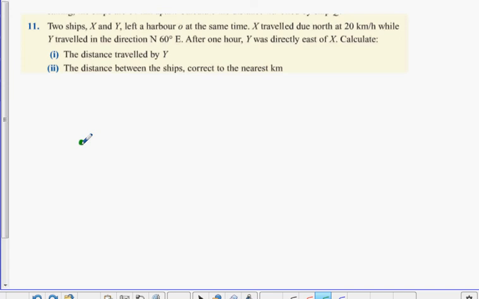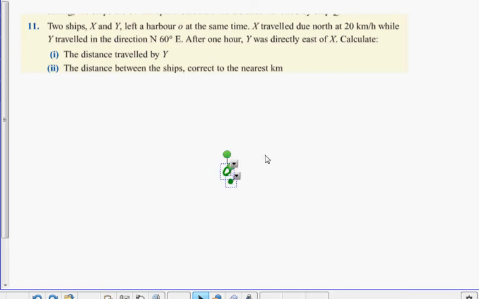So we call this harbour O, and I'll move it to the centre of the board because I don't know where any of them are going. So I'll just call that O. Okay. X travelled due north at 20 kilometers an hour, while Y travelled in the direction north 60 degrees east. After 1 hour, Y was directly east of X. Calculate the distance travelled by Y.